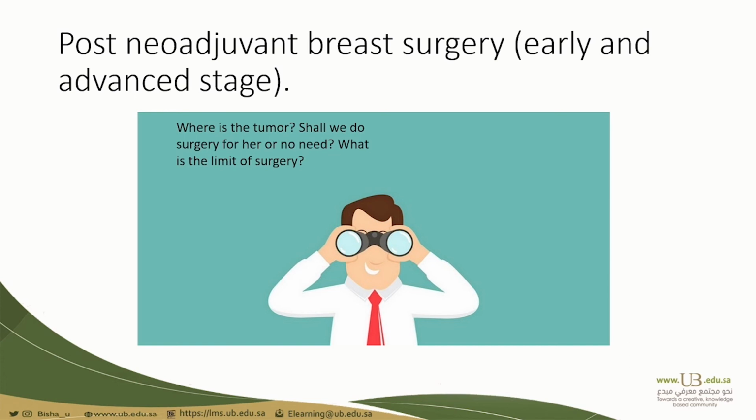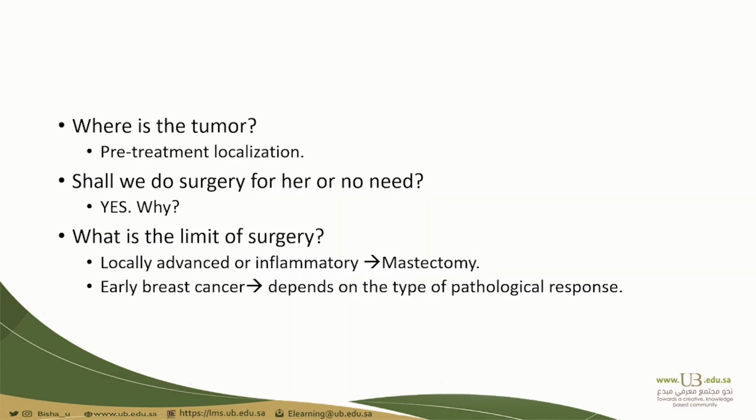The second question: shall we do surgery for them if there is no more lump after neoadjuvant chemotherapy or not? What is the limit of surgery? Shall we take the whole breast out? Shall we take only the lump, or what shall we do? The first question's answer.